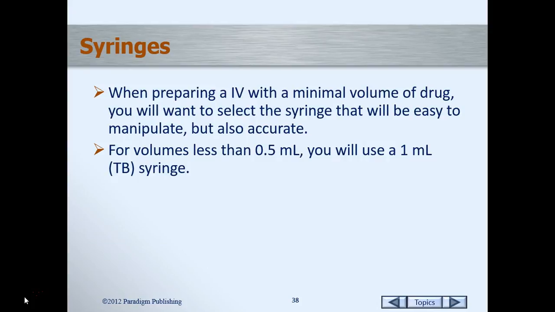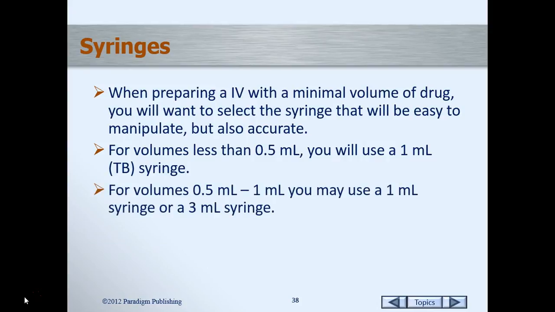So for a volume less than half a milliliter, you must use a 1 milliliter or a TB syringe. However, if the volume is half a milliliter to 1 milliliter, you have a choice. You can use a 1 milliliter syringe or a 3 milliliter syringe. Now, there is some specifics with that.